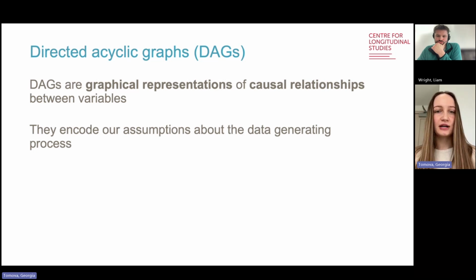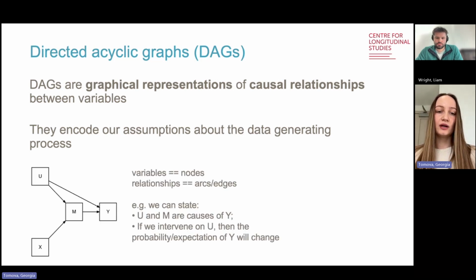So DAGs is short for directed acyclic graphs, and these are generally graphical representations of causal relationships between variables. The reason we use them is to encode our assumptions about the underlying processes and relationships that lead to the observed data and distributions that we see. In general, we represent variables of interest using what we call nodes, and the relationships between variables, the arrows you see on the left, are called arcs, or in some literature, edges.